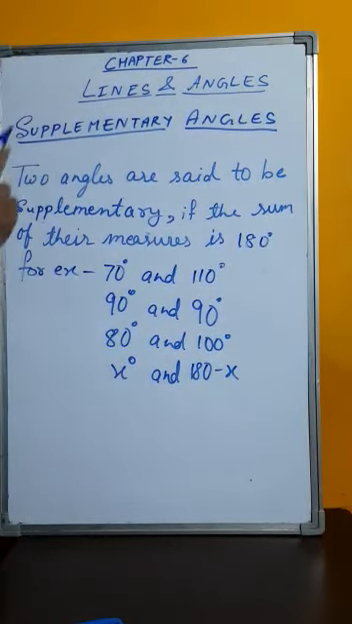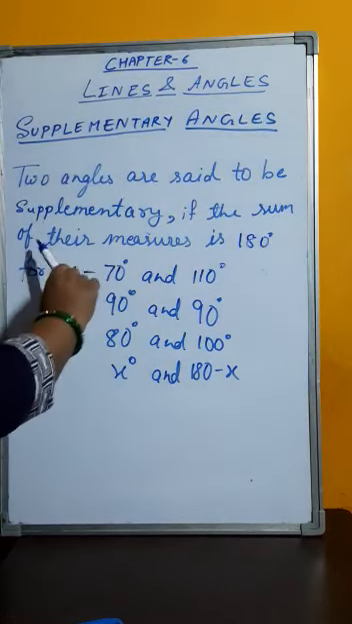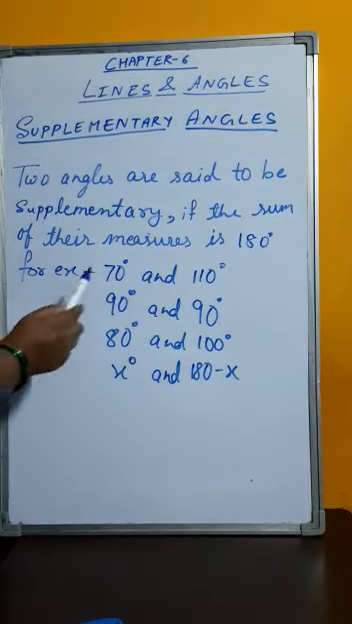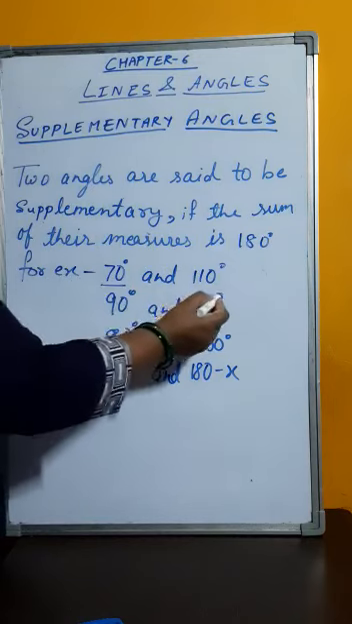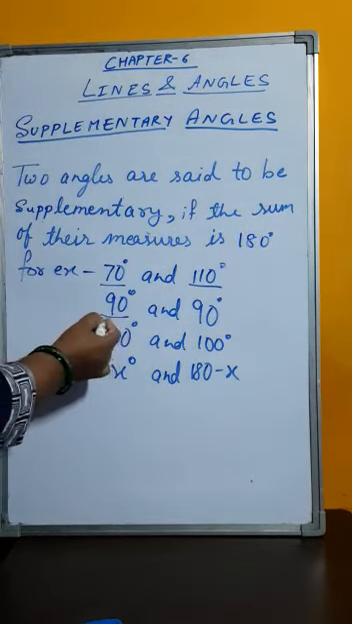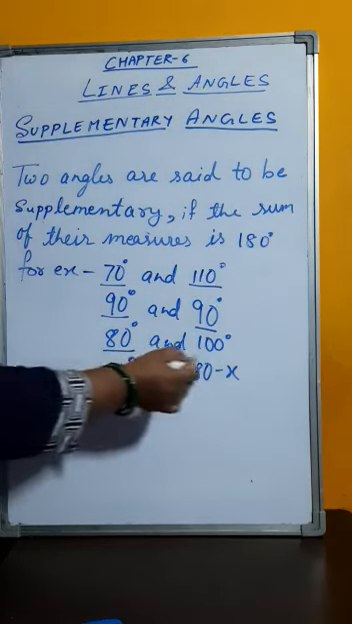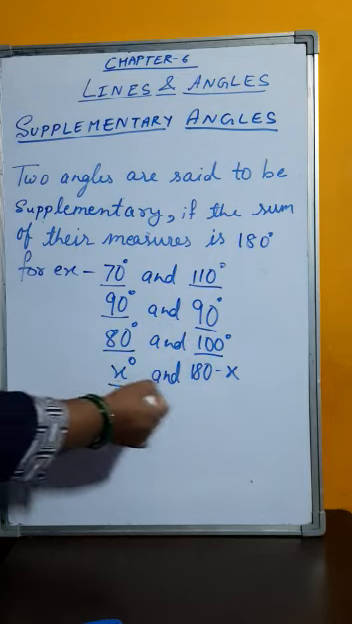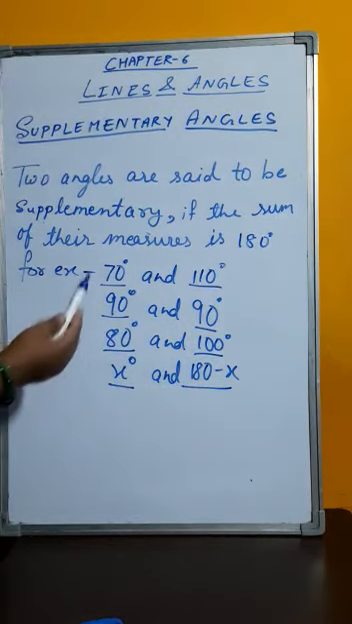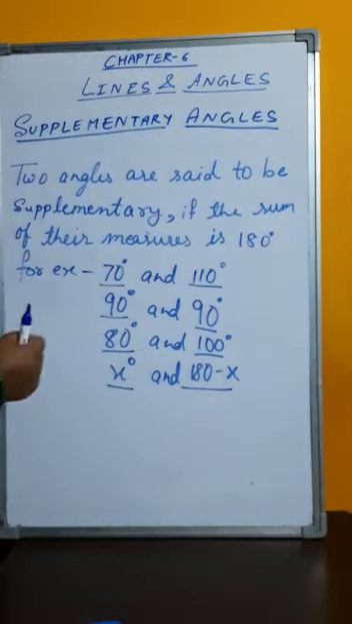Now we will see supplementary angles. Two angles are said to be supplementary if the sum of their measures is 180 degrees. For example, you see 70 degrees and 110 degrees. The sum of these two is 180. 90 and 90, the sum of these two is 180 degrees. 80 and 100. Similarly, x and 180 minus x. Whenever the sum of two angles is 180 degrees, they are said to be a pair of supplementary angles.